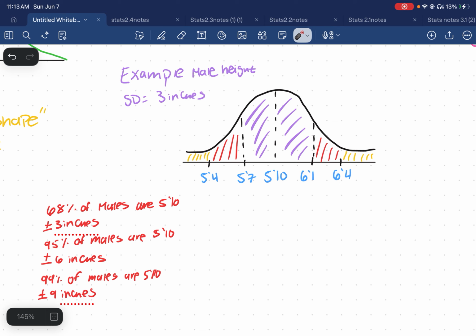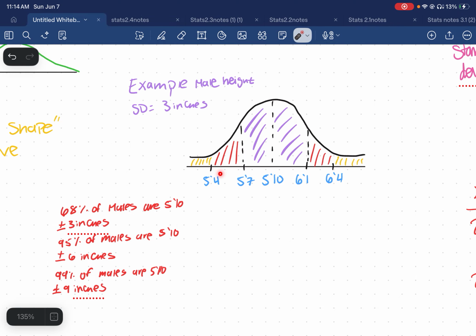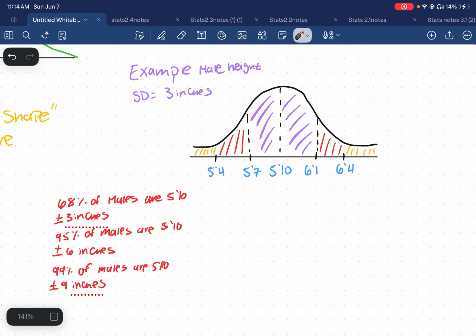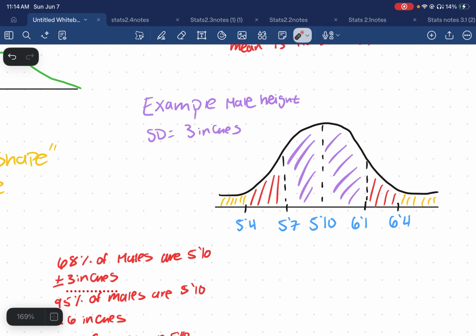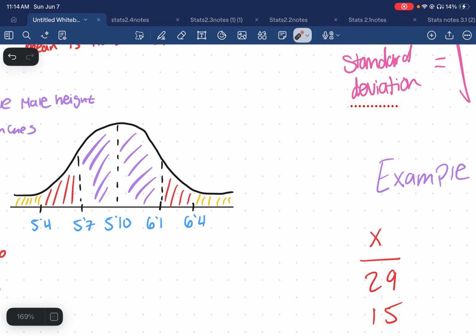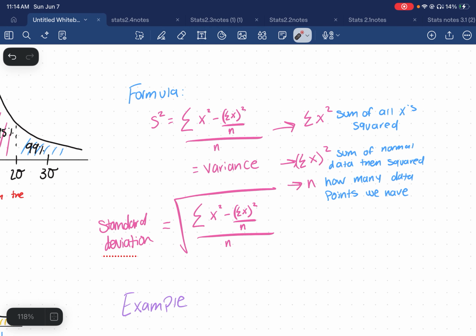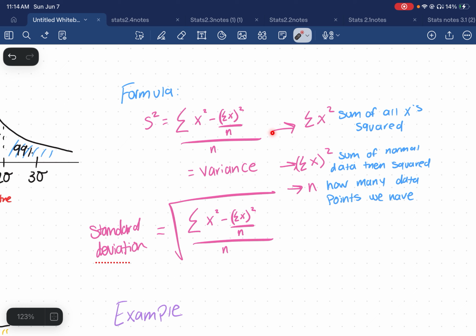So over the course of this whole bell curve, we have heights ranging from 5'4" to 6'4", and 95% of males are in the range of 5'4" to 6'4". So that's just with the bell-shaped curve. If we want to find the standard deviation, which for males would be 3 inches, we can go over here with this formula. So this top formula with the s squared is the variance formula, and if we take the square root of the variance, then we get the standard deviation.